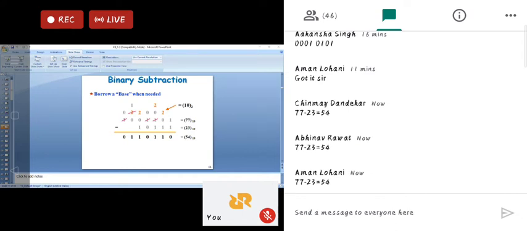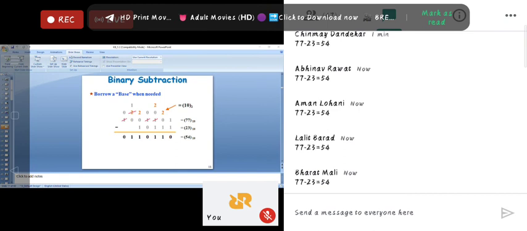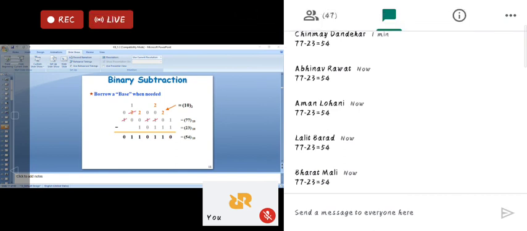Whatever I am trying to convey, you are getting it at home with home comfort. Some of you may be eating something, you may be at leisure, but you people are doing extremely well, and you are grasping it so fast that I can start with the beginning of the second module. Whether you understood the binary subtraction or not, I will repeat once again if you want.